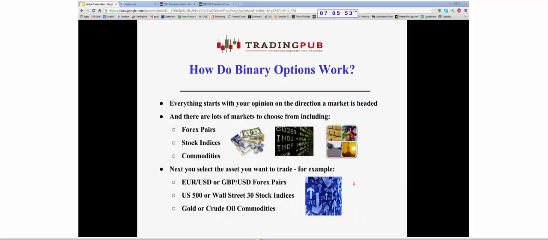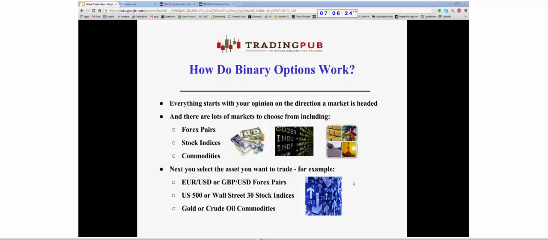Okay, so how do binary options work? Everything starts with your opinion on which way you think a market is going to be headed. So you can do your technical analysis. You can use the indicators that you like to use. If you have a strong sense that the market that you like to trade is going to move north or south from a particular reference point, then you can trade a Nadex binary option based on that proposition.